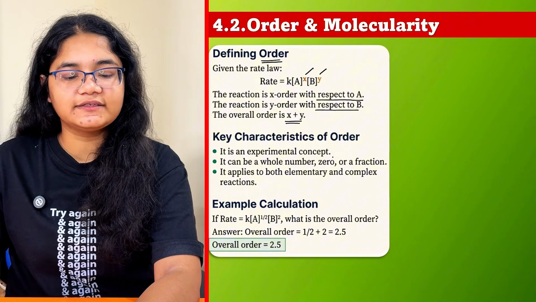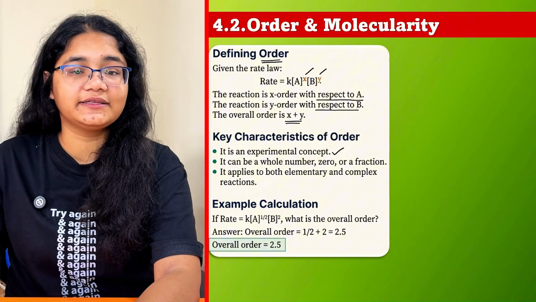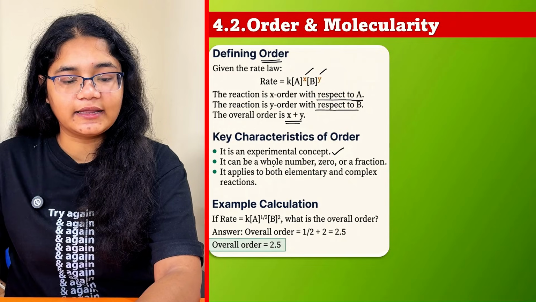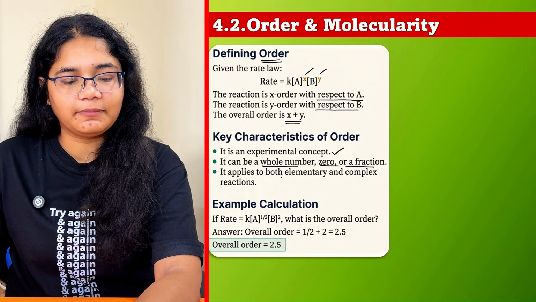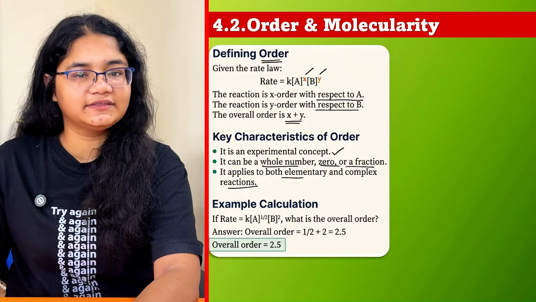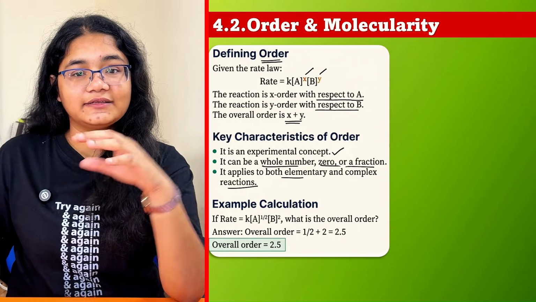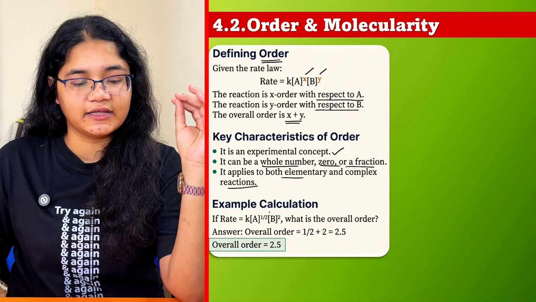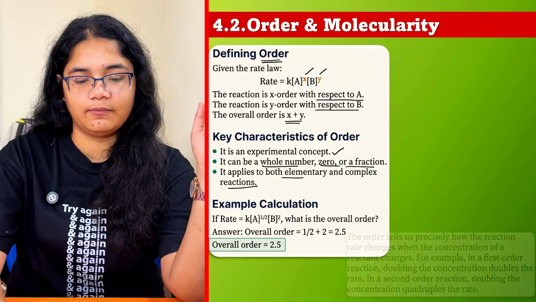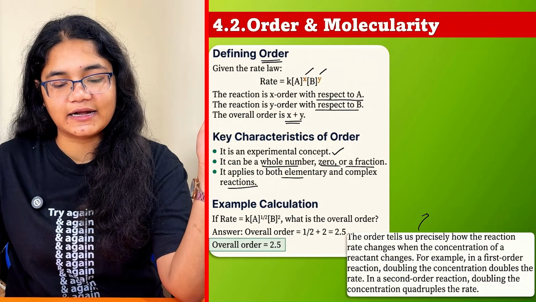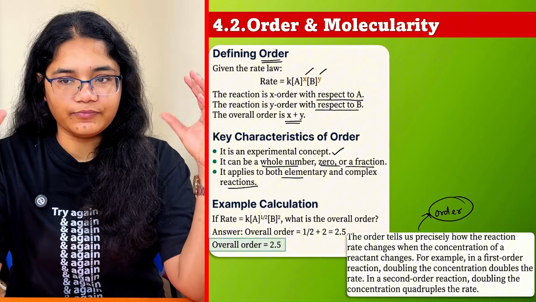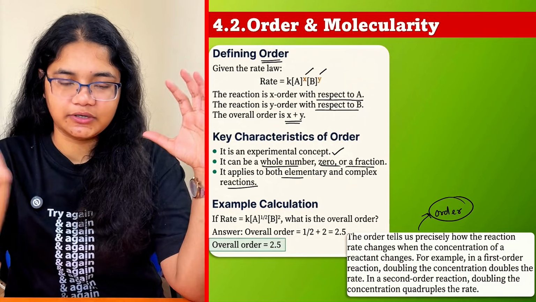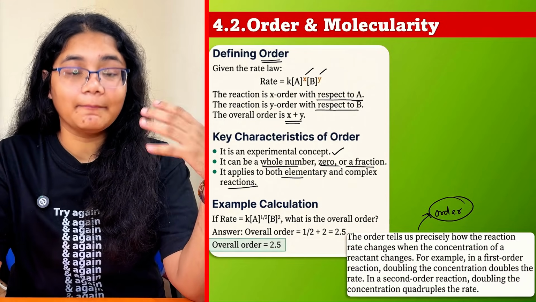Okay, now it is an experimental concept, means x and y are determined experimentally, and it can be a whole number, zero, or even a fraction. Okay, and it applies to both elementary and complex reactions. Now let us understand what is the significance of order. This is very, very important to understand, that what exactly this order tells us. See, I told you that if you increase the concentration, the rate will increase. But by how much?